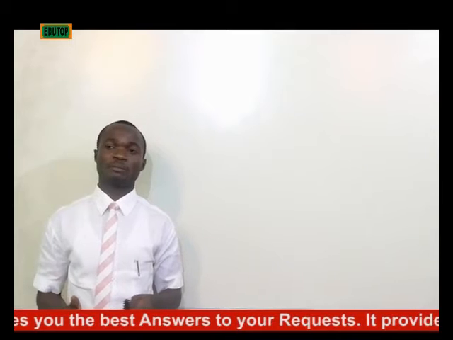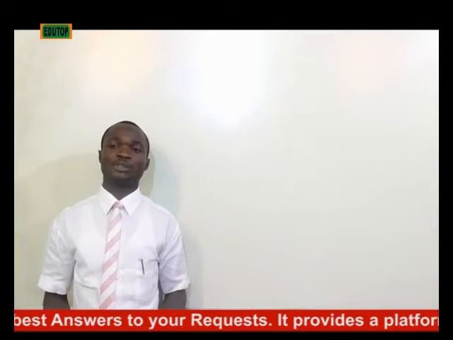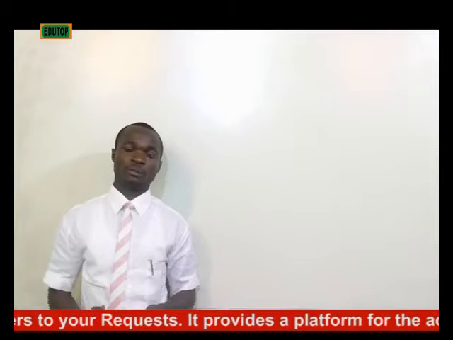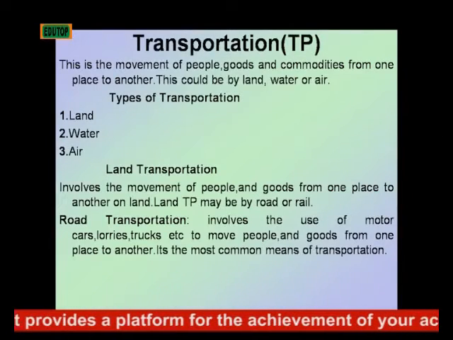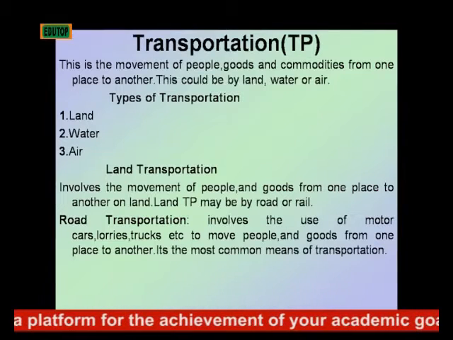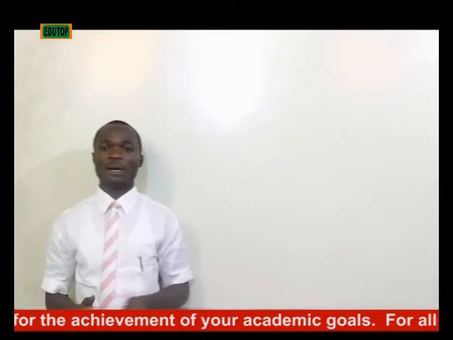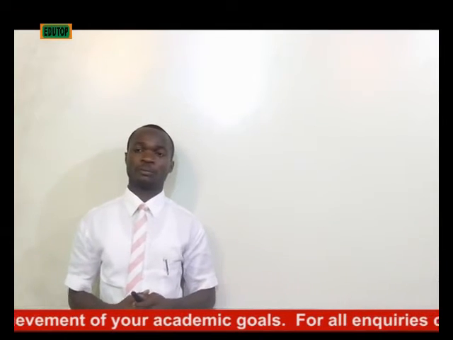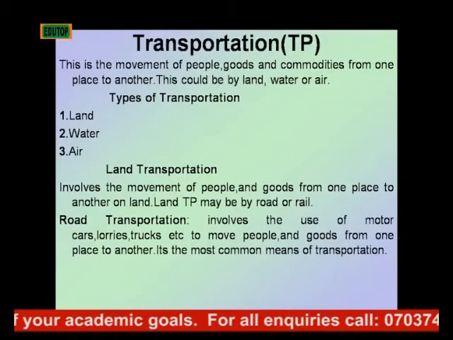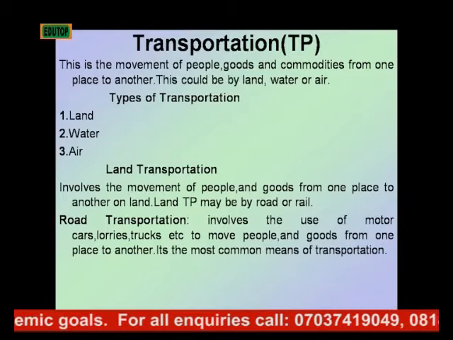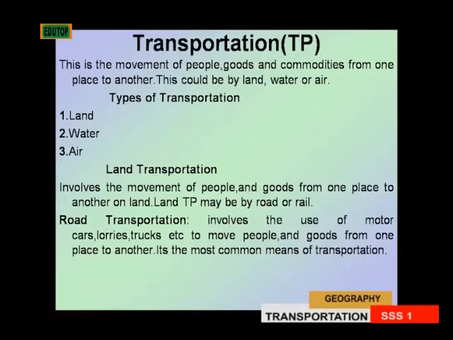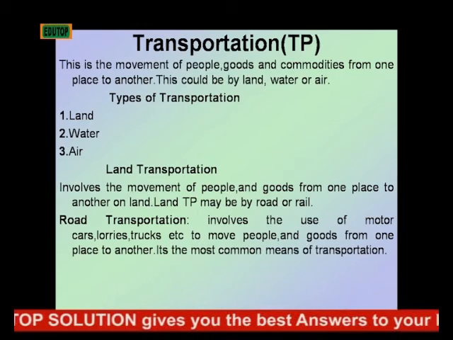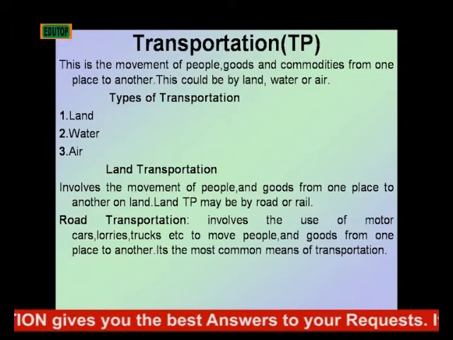So that gives us three types of transportation. One, we have transportation by land. Two, we have transportation by water. And three, we have transportation by air. Let's talk about land transportation. Land transportation involves the movement of people and goods from one place to another on land. Land transportation may be by road or by rail.